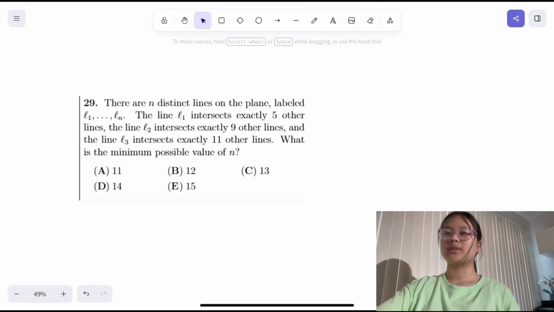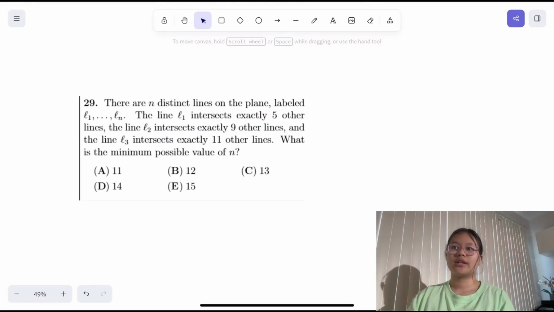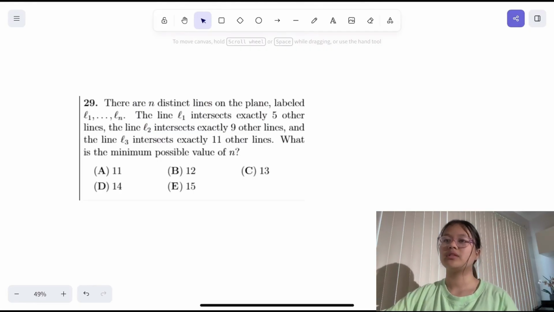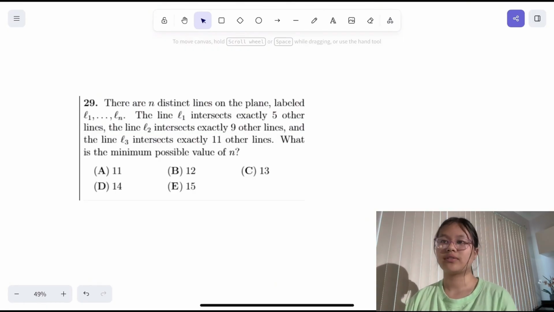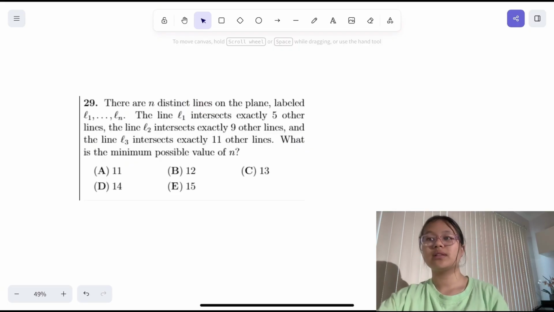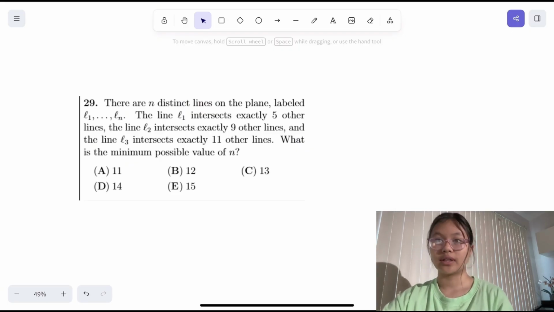Okay, number 29. There are n distinct lines on the plane labeled line 1 through line n. The line L1 intersects exactly 5 other lines. The line L2 intersects exactly 9 other lines. And the line L3 intersects exactly 11 other lines. What is the minimum possible value of n?